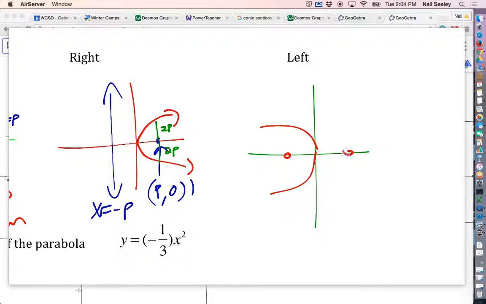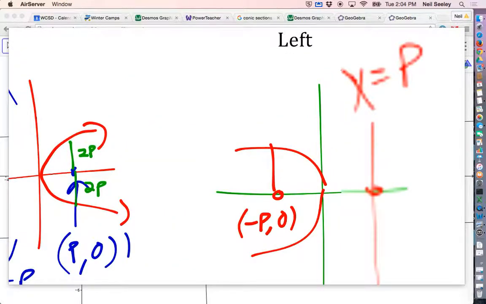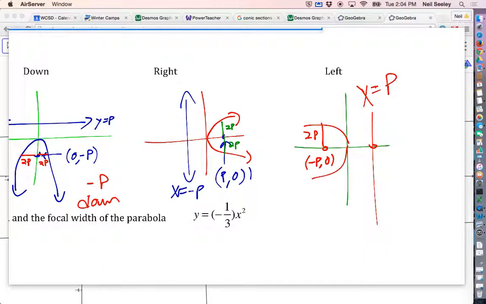There's P, there's the directrix, got it. Y equals P, no, x equals P, it's a vertical one. And then this point, negative P, 0. Voila, and then the width across, 2P on either side. Same stuff over and over and over again.